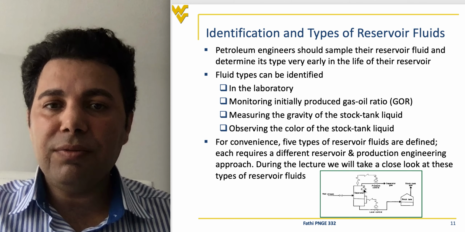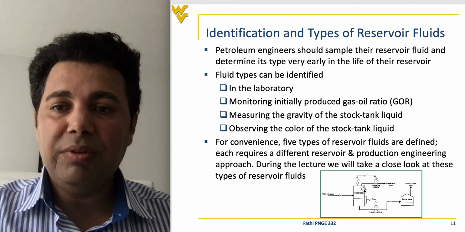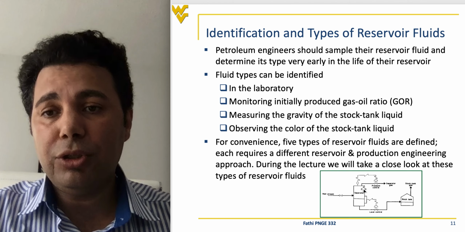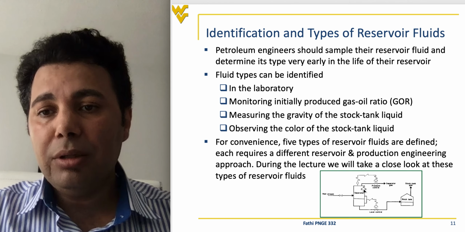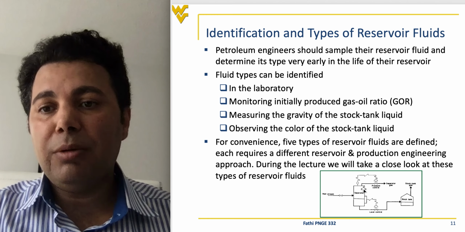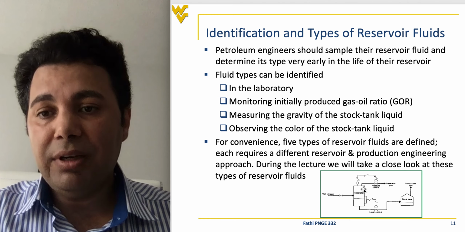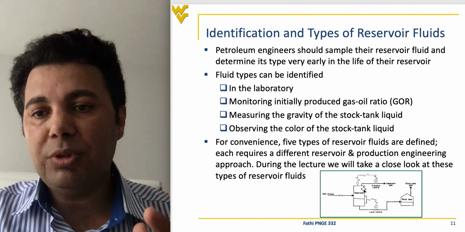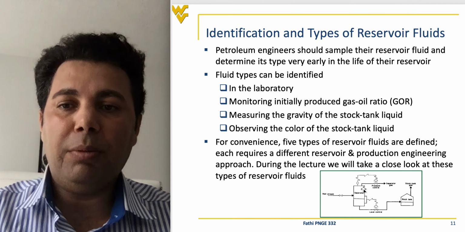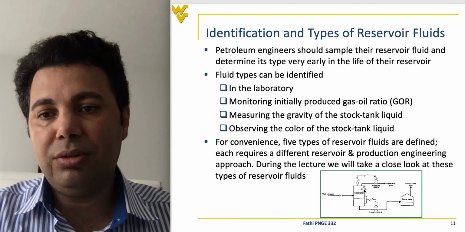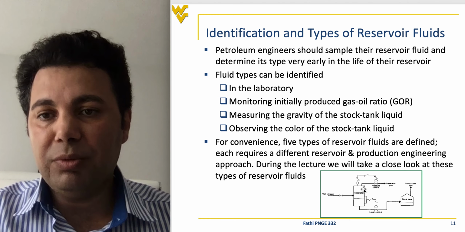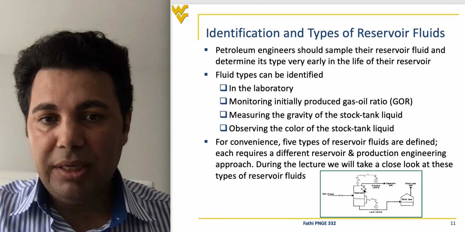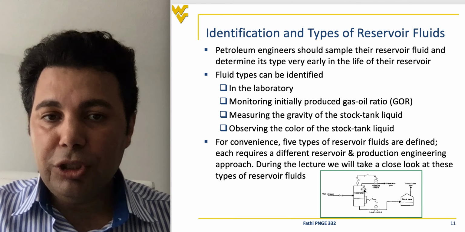There are other ways of figuring out what type of reservoir fluid we have, and one is just monitoring the initial producing gas oil ratio. So when we open a well for the first time, remember this works when you have a brand new reservoir. You cannot pick a reservoir which has been producing for 10 years and define the fluid type based on its gas oil ratio. It has to be the original gas in place.